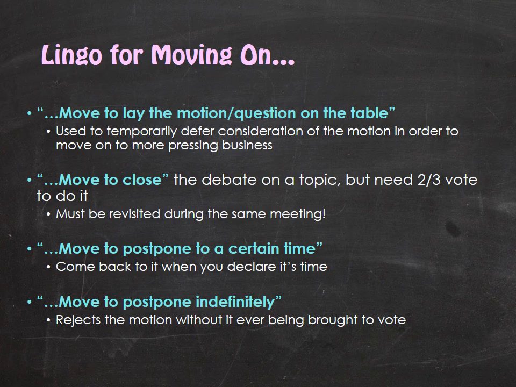Here is some more lingo so everyone is on the same page. Let's say someone brings up a motion for an event 6 months from now, and you have a program coming up next week. You might not want to talk about the future programs, but the more pressing ones at hand. Someone can move to lay the motion on the table, or they can move to close the debate, but you need a 2/3 vote to approve that. You can move to postpone a motion to a particular time or postpone it indefinitely.